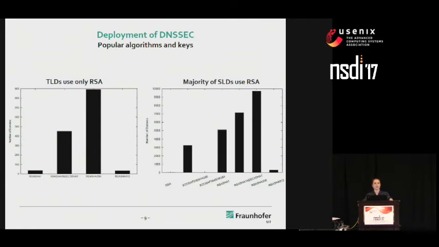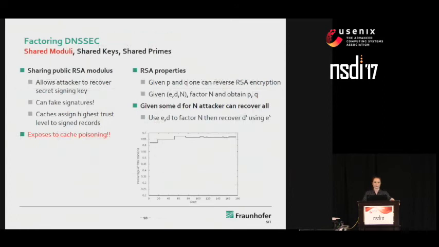Good, so let's look at the algorithms which are used. Top-level domains use mainly or only different versions of RSA. Second and third level domains also use other algorithms, but the majority is still RSA. So that is our focus. We focus on domains signed with RSA algorithms, and I'll show you a bit of the results which we found.